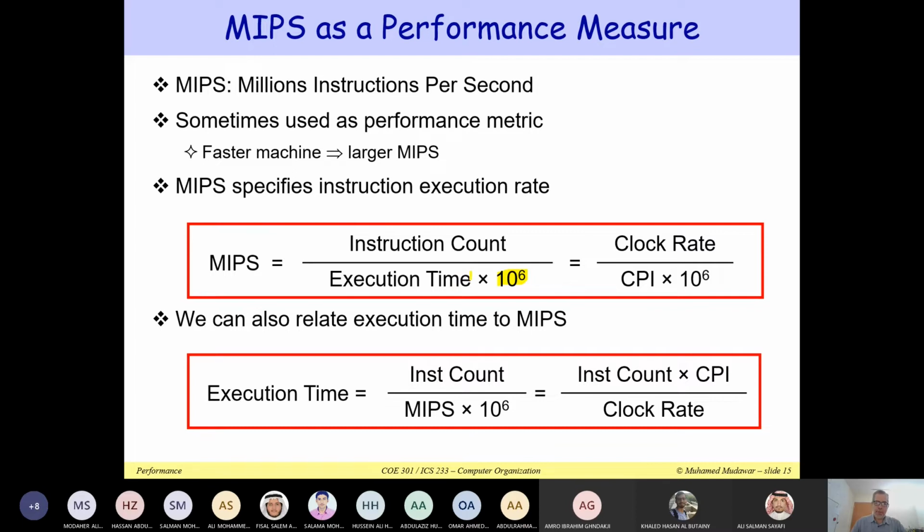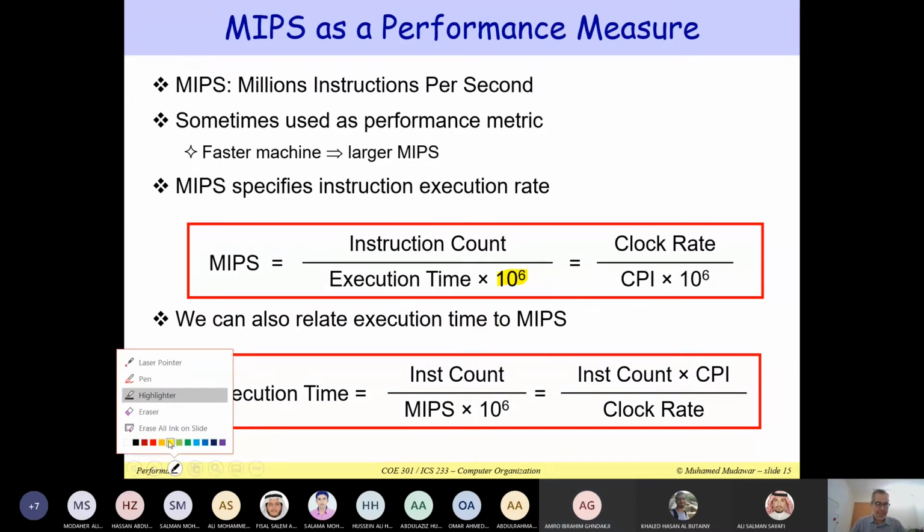Now, if you remember the performance equation, what is the execution time? Instruction count multiplied by CPI multiplied by the cycle time. It's not execution time, it's cycle time, because we are calculating the execution time.